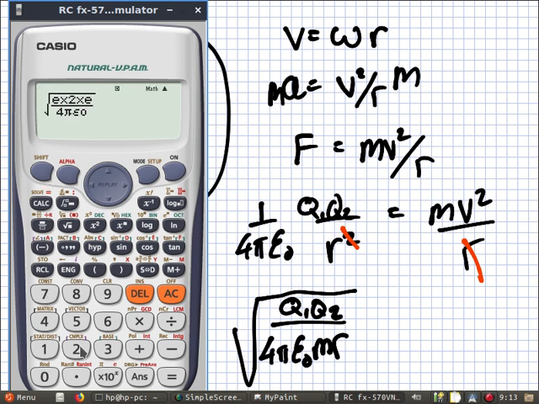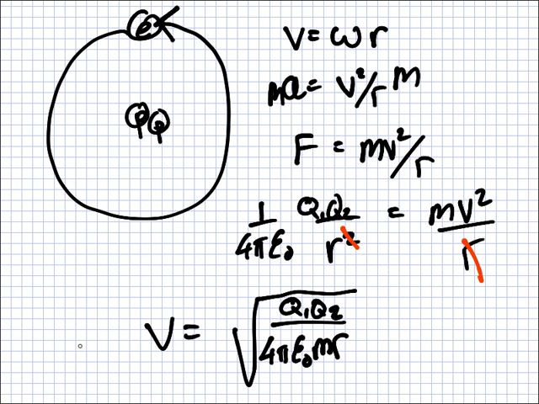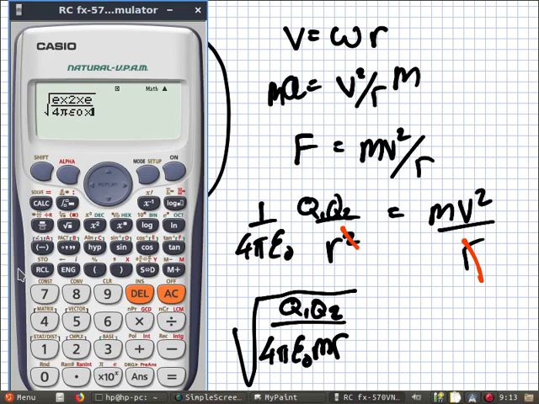epsilon 0. Now, which mass is it? The mass of what? Is it the mass of the electron or the 2 protons? The electron, yeah. And the radius is 10 to the minus 10, isn't it? So the v is pretty big. It's 2251 kilometers per second.